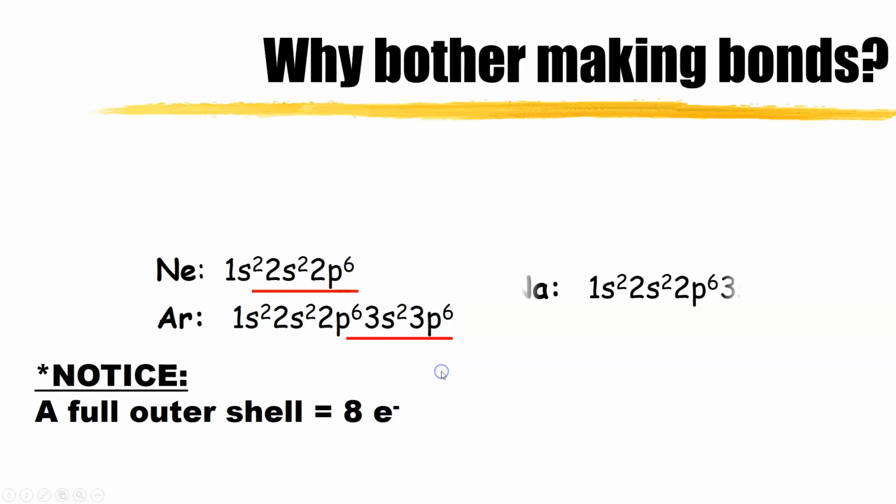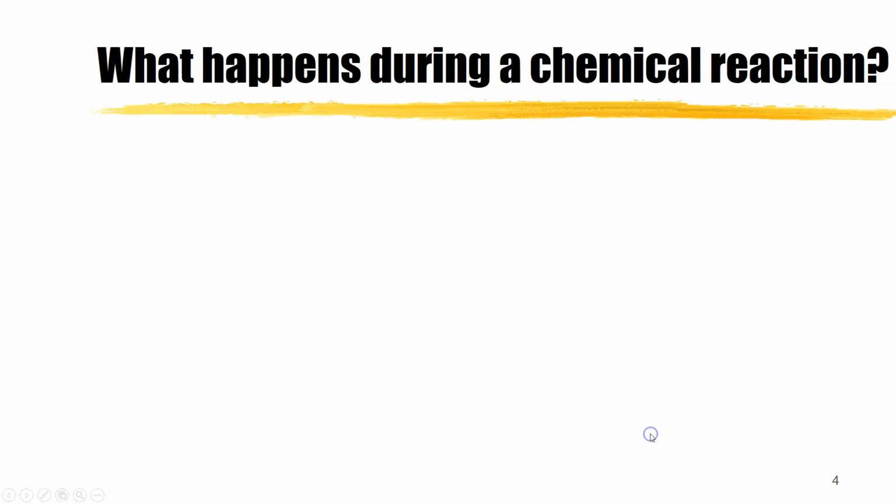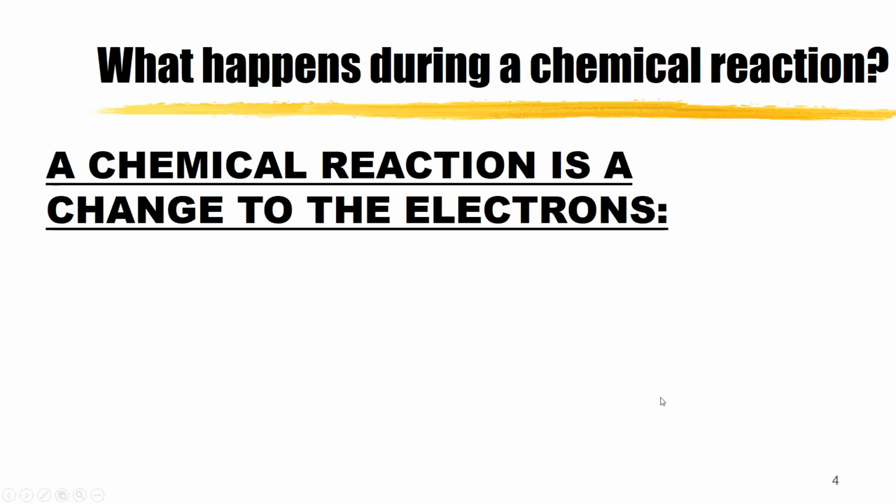Now compare that to something like sodium. The valence energy level over here is 3, and it only has 1 electron there. That's not even close to 8, is it? If this sodium wants to look like a noble gas, it's going to have to change something because right now it doesn't look like one, does it? It does not have 8 valence electrons. It only has 1.